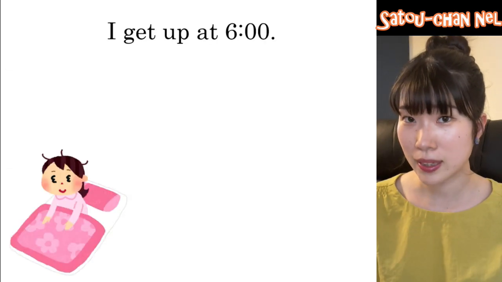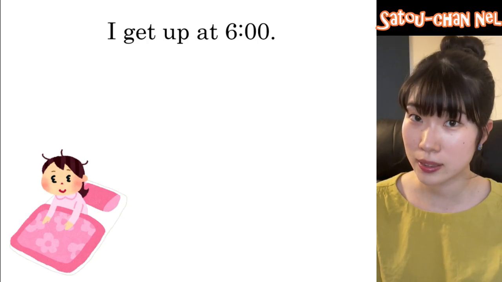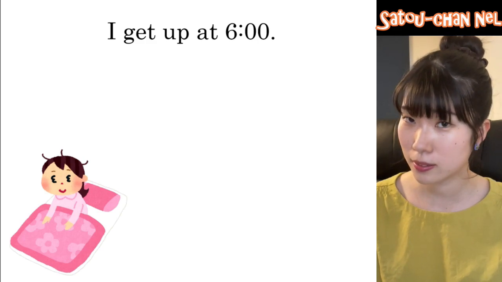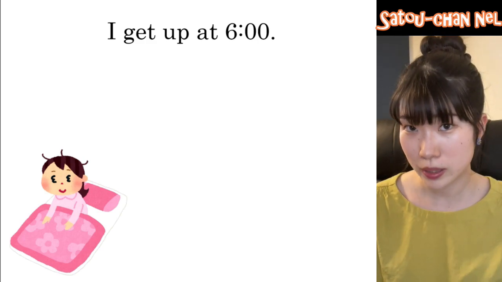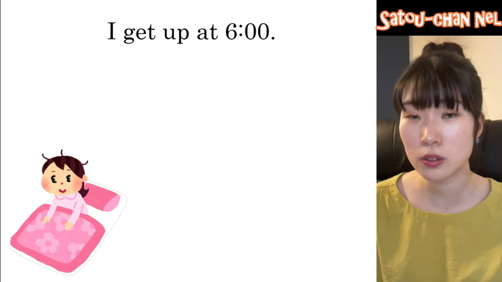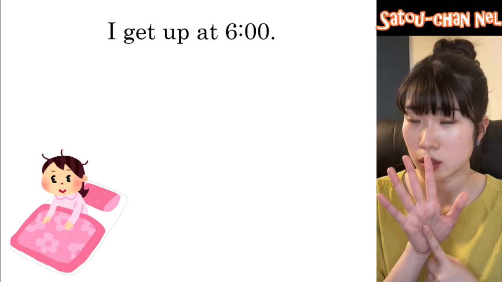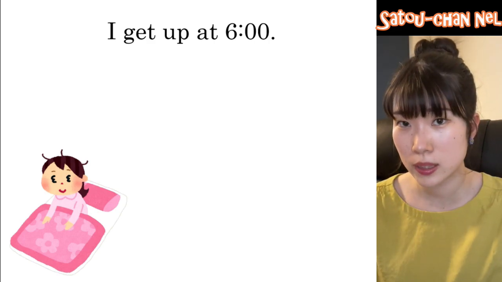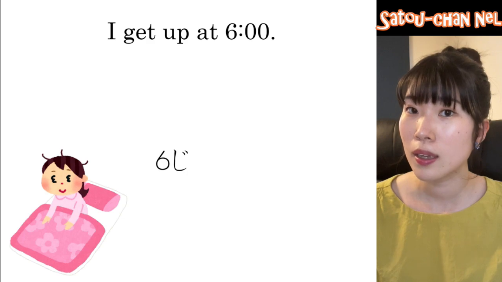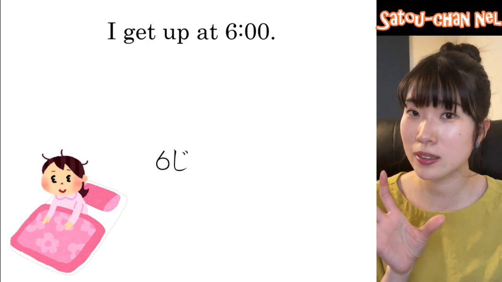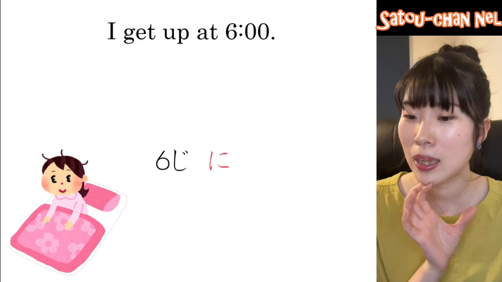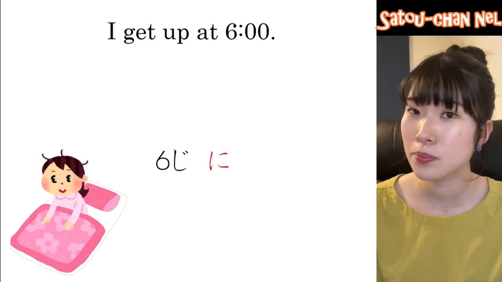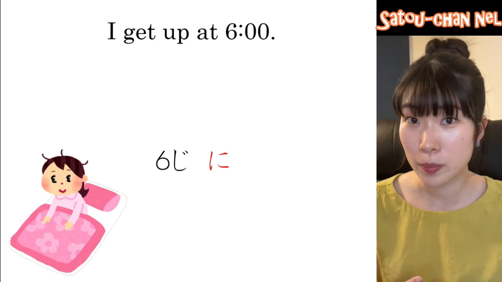Now let's make a sentence. I get up at 6. Please make a sentence. So time expression comes first. So 6 o'clock. 6 is 6. And add 時, o'clock. 6時. And then after the time expression, you have to add the particle に. 6時に, so at 6. And then get up.